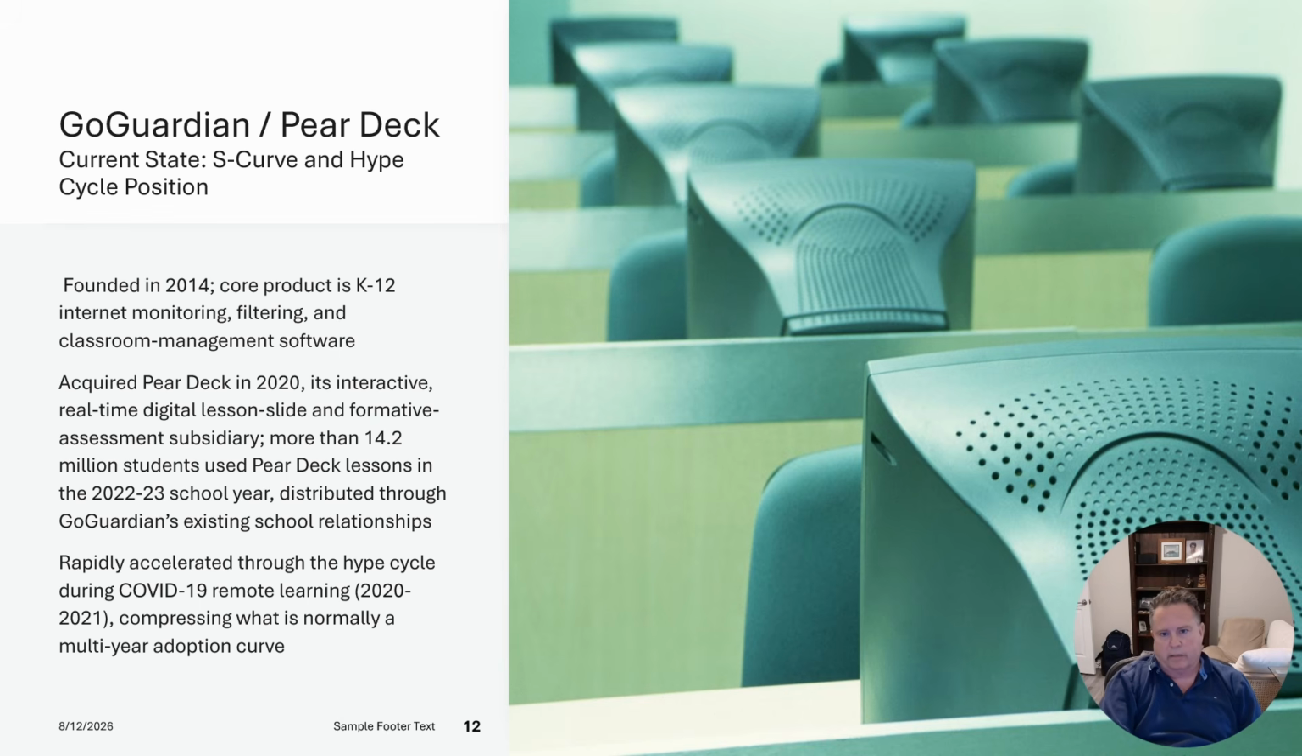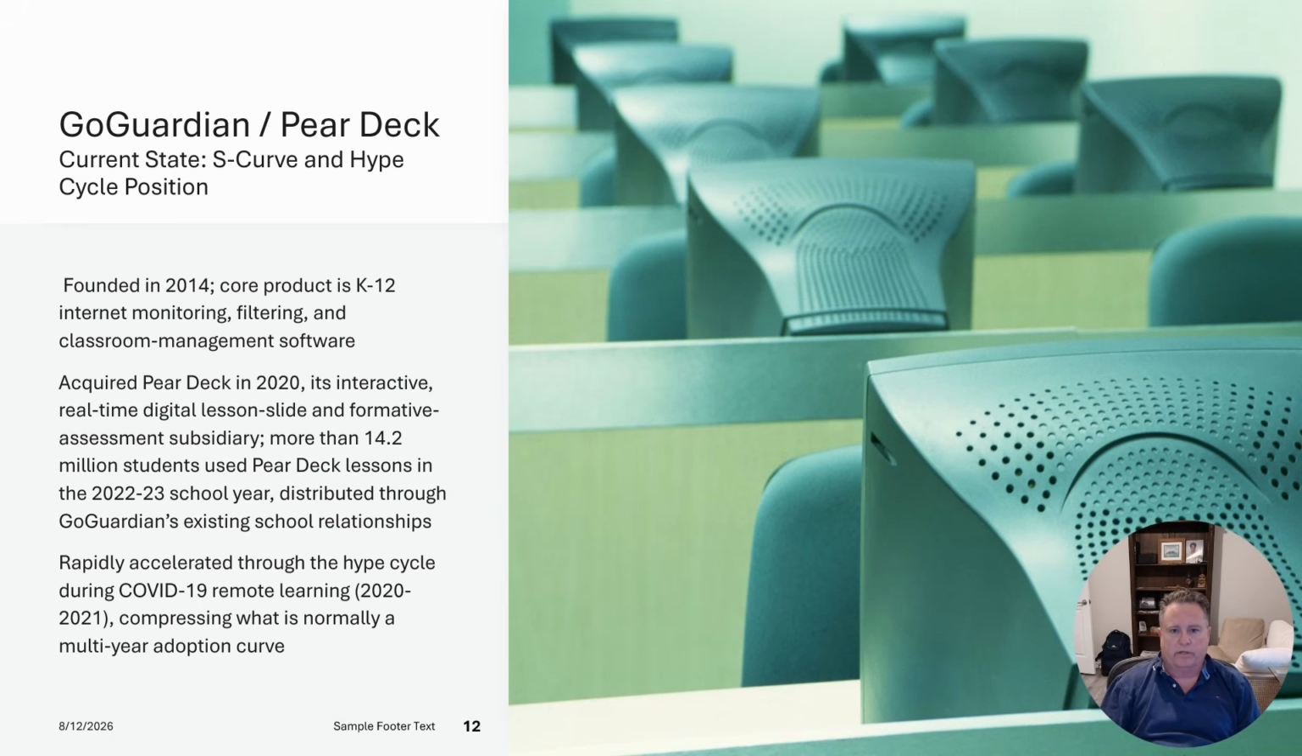Now we're going to talk next about our second of 5 technologies we're assessing. This would be the software company GoGuardian, which recently acquired PeerDeck as well. We'll talk about its current state, S-curve, and hype cycle position, and a little background. GoGuardian was founded in 2014. Its core product is K-12 internet monitoring, filtering, and classroom management software. As I mentioned, they acquired PeerDeck in 2020, and it's an interactive real-time digital lesson slide and formative assessment subsidiary.